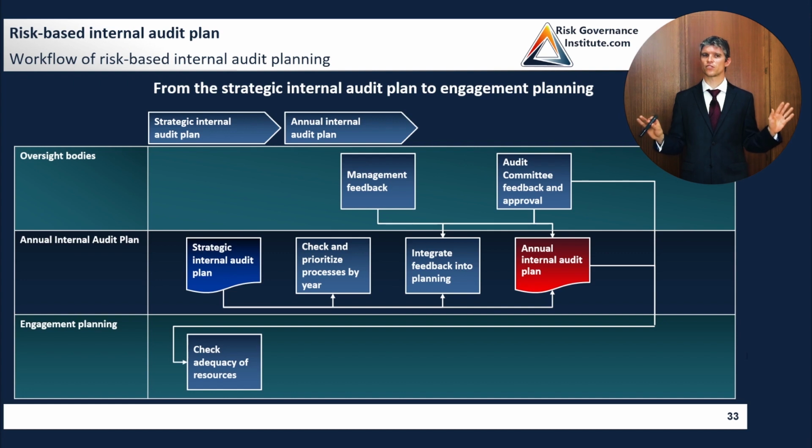Wait, that sounds strange. Shouldn't you check the adequacy of resources before making your plan? Well, actually, no. And I'd really like you to understand this super crucial, important point. You first look at the risks you want to cover, your feedback, your requests from the audit committee, the things that you absolutely need to cover over 3 years, and the things you absolutely need to cover annually. The audit committee approves the plan. The plan has resource requirements linked to it.